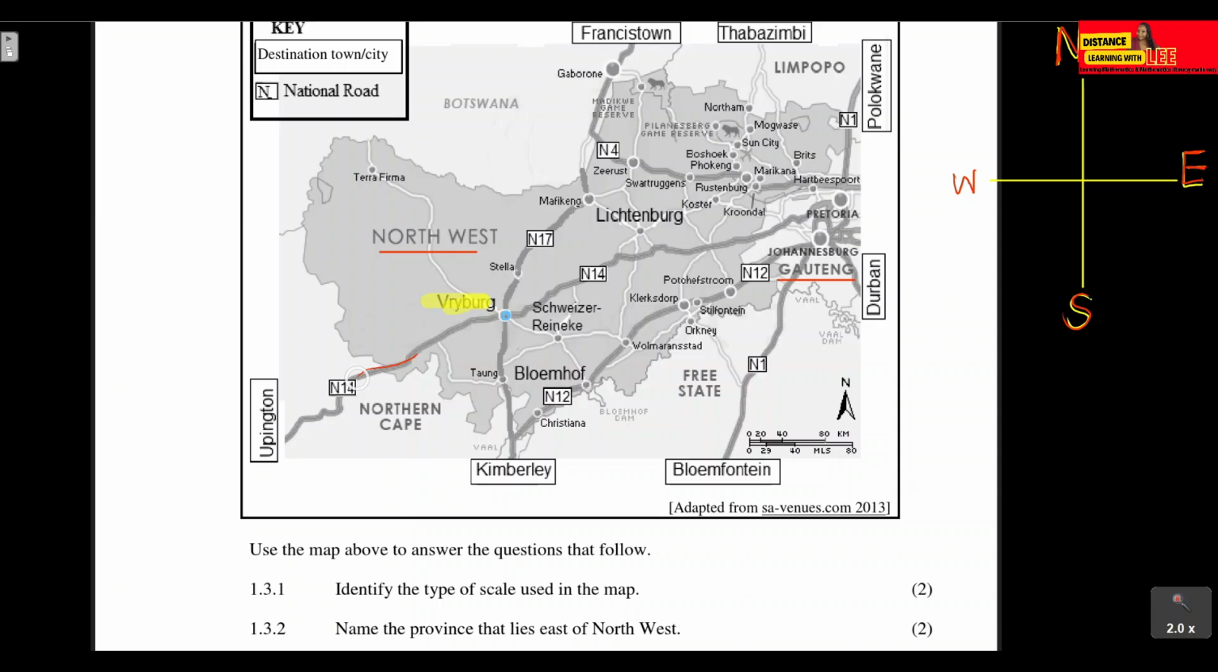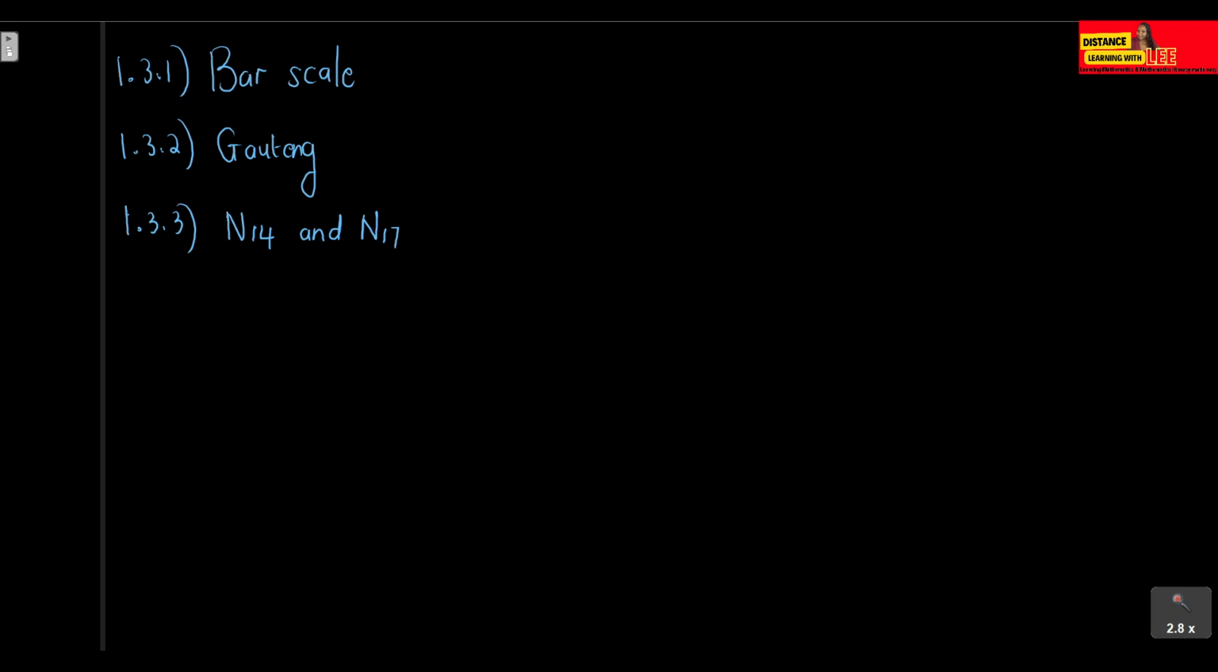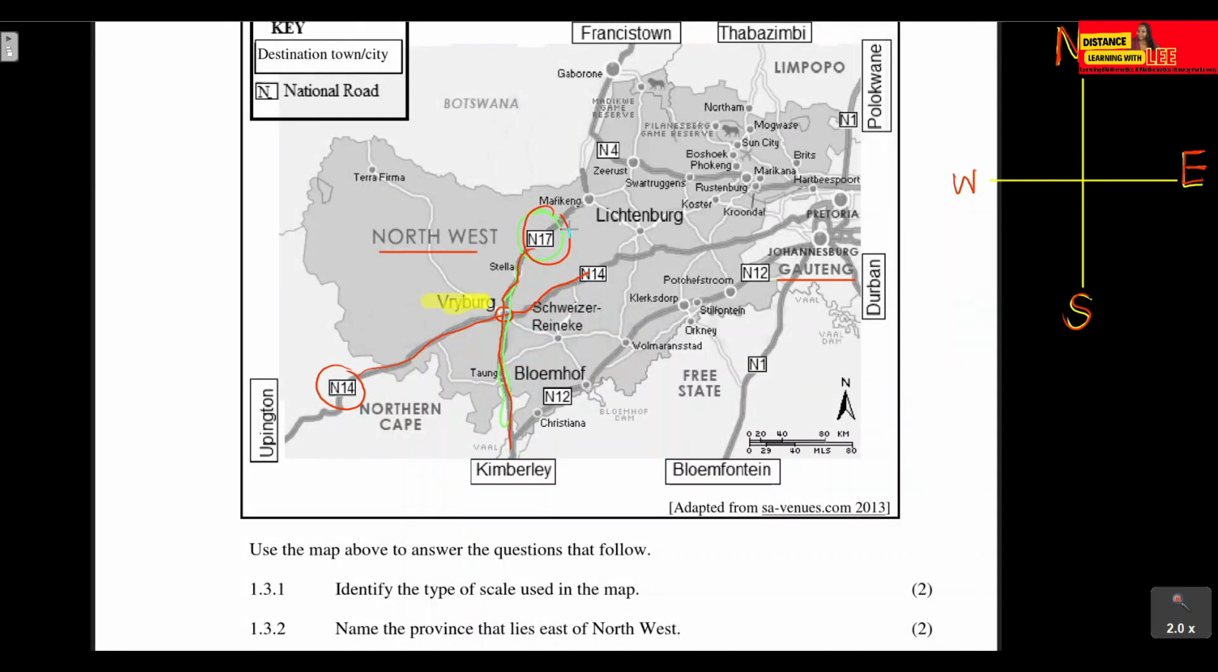We see that we've got the N14 that passes through Vryburg. Do you see that it's passing through Vryburg? What other national road passes through Vryburg? We see that we've got that road there, and this national road is the N17. So we've got the N17 that passes through Vryburg, and we also have the N14 that passes through Vryburg. So we're going to write that down. All right, let's have a look at the next question. So it's the N14 and the N17 that pass through Vryburg.